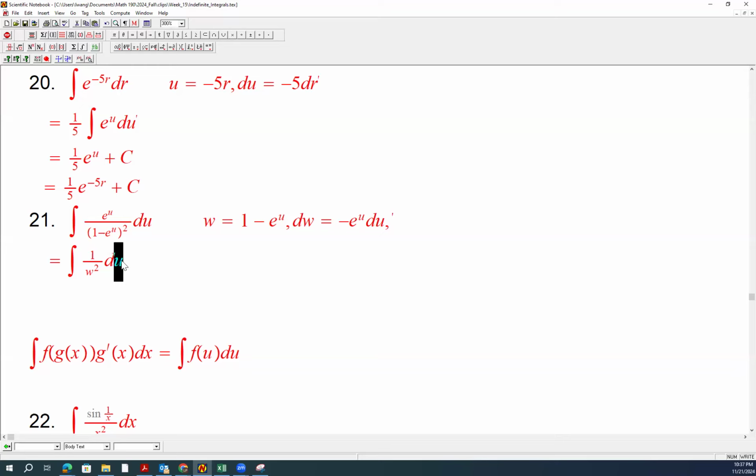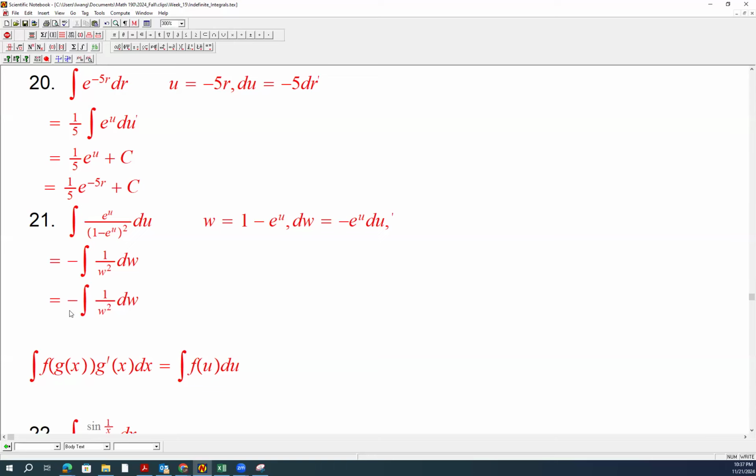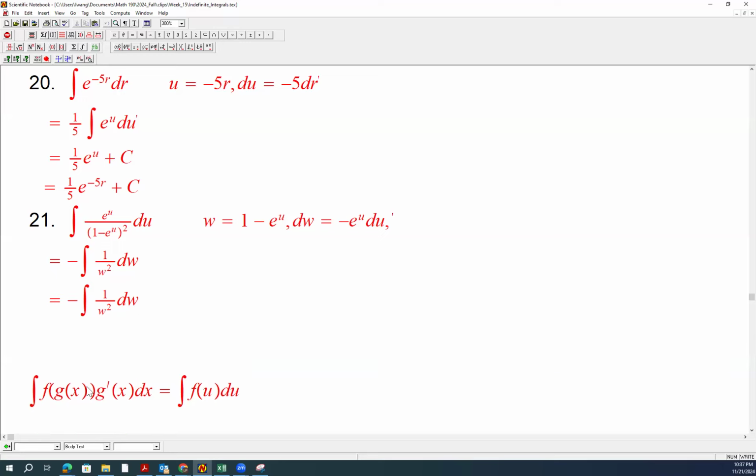That's negative dw, negative. Power rule, and this is 1 over w squared. And so the answer is 1 over w.